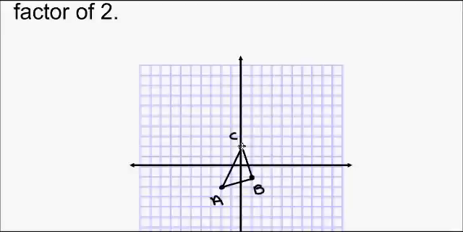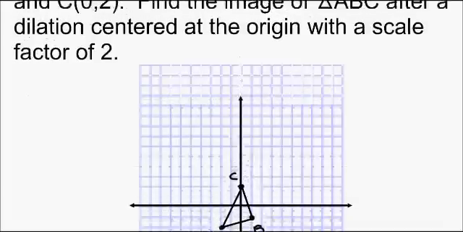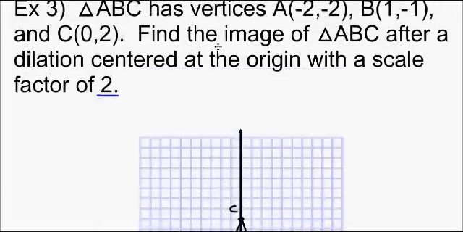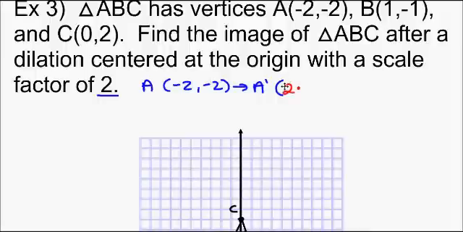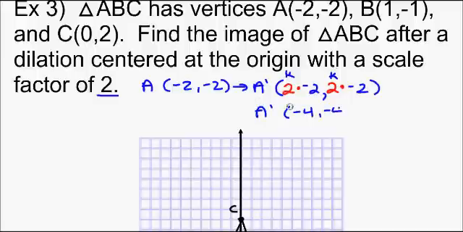Okay. So when we're dilating on the coordinate plane, this is actually a very simple process. Find your scale factor, and you're going to multiply each coordinate by the scale factor. So A is -2, -2. A prime is going to be the scale factor 2 times that -2 that we had, comma, 2 times -2. So this is your scale factor. You're just multiplying. So we get A prime is -4, -4.